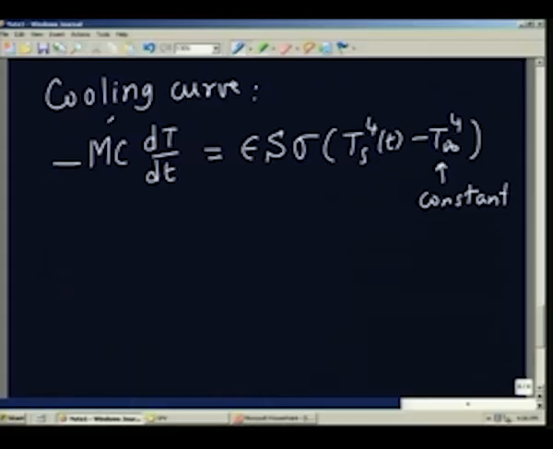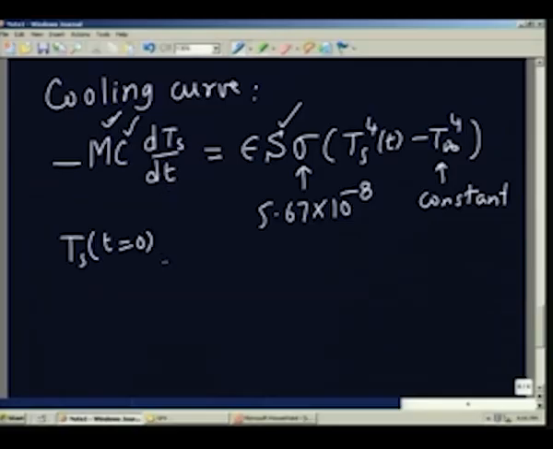And these are measurable. I can measure the mass of the system, and the specific heat if I know the material and its characteristic. Another experiment I can perform to measure the specific heat. The surface area is measurable. Sigma is the Stefan Boltzmann constant, 5.67 into 10 to the power of minus 8. T infinity is held fixed. Then T s can be measured as a function of time, with T s at t equal to 0 equal to T naught, greater than T infinity. This is what we have.